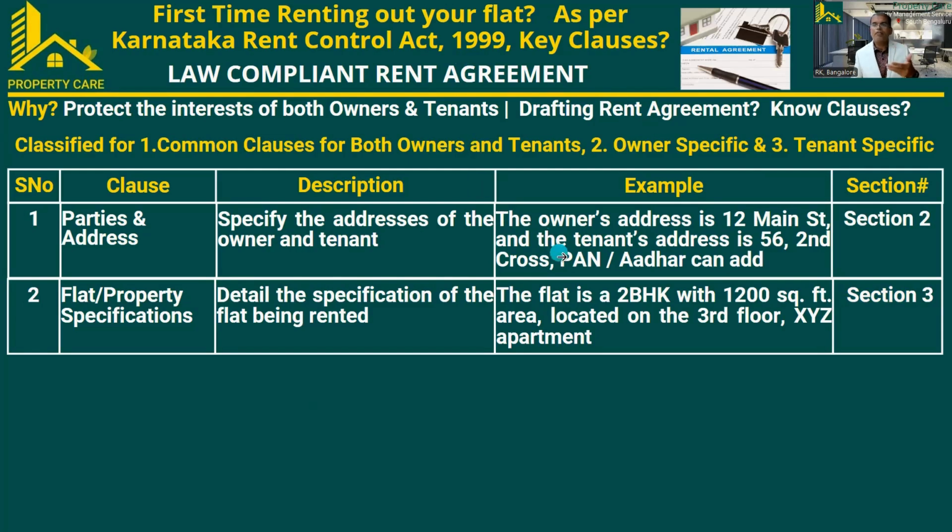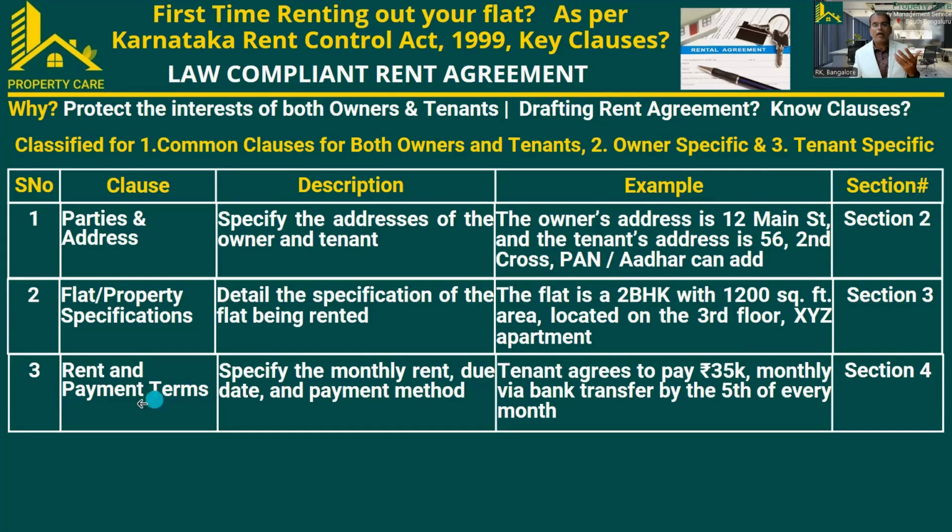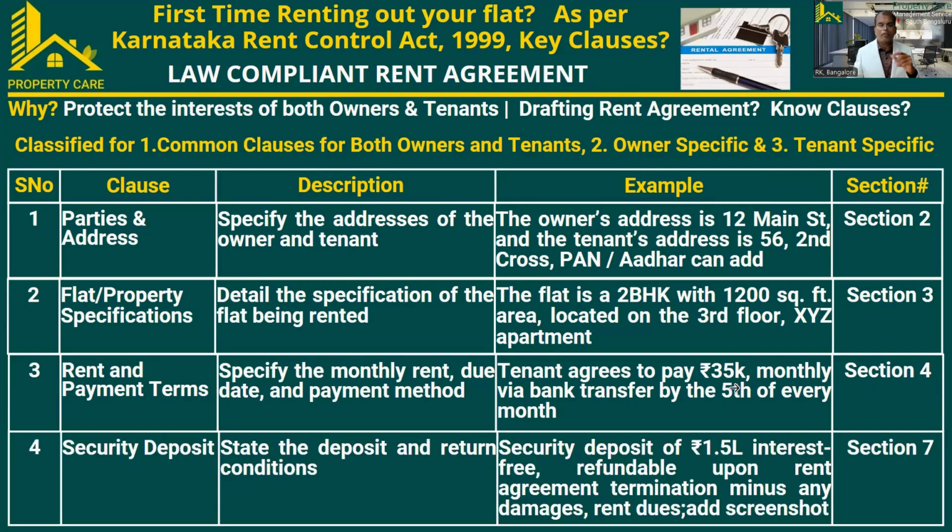So like this, I am capturing a few points just to see the example and understand each point, and make sure that these points are included in your agreement so that you are safe when there is any dispute. So, rent and payment terms. For example, tenant agrees to pay 35,000 rent monthly via bank transfer before the 5th of every month. So this is one portion of your agreement. That is as per section 4. You are compliant as long as you include this, you are compliant as per section 4 of this law.